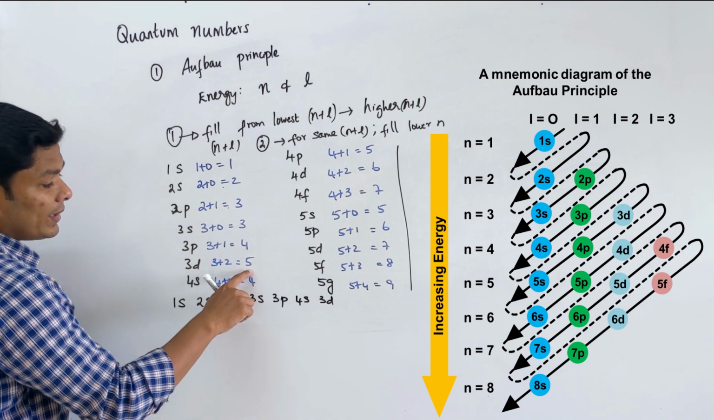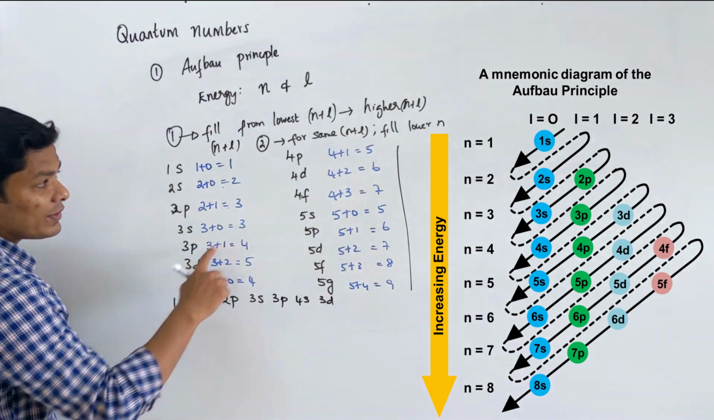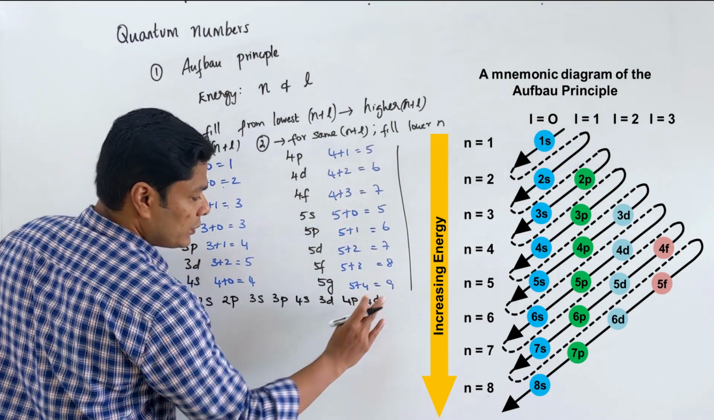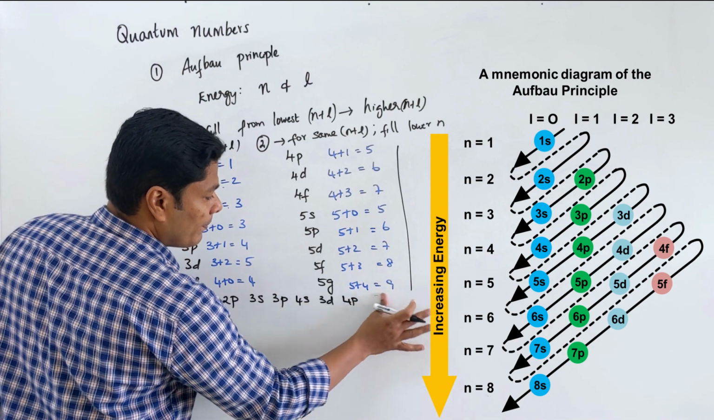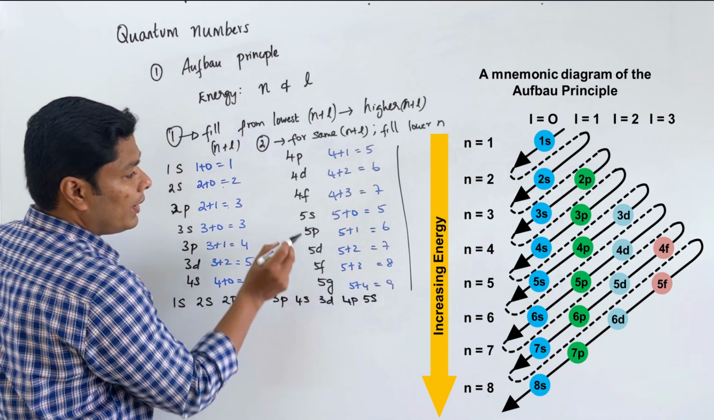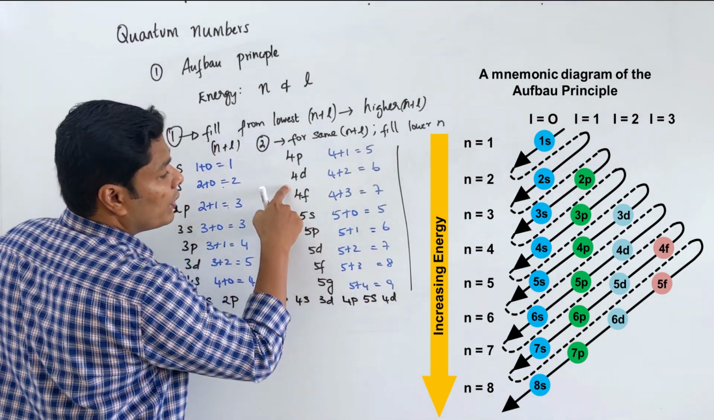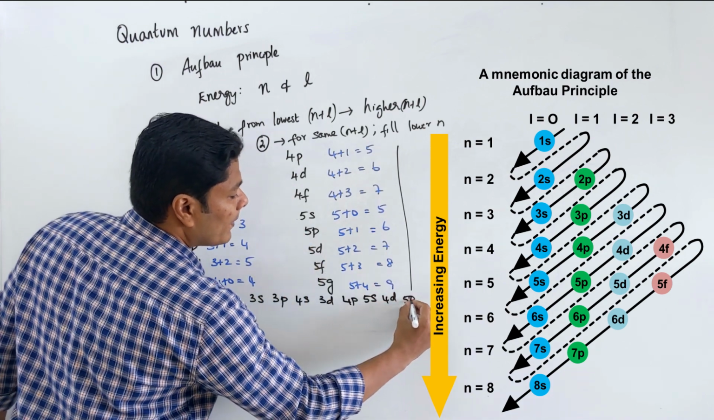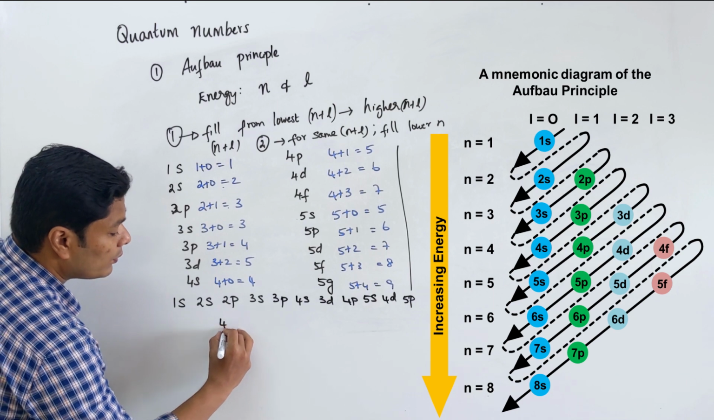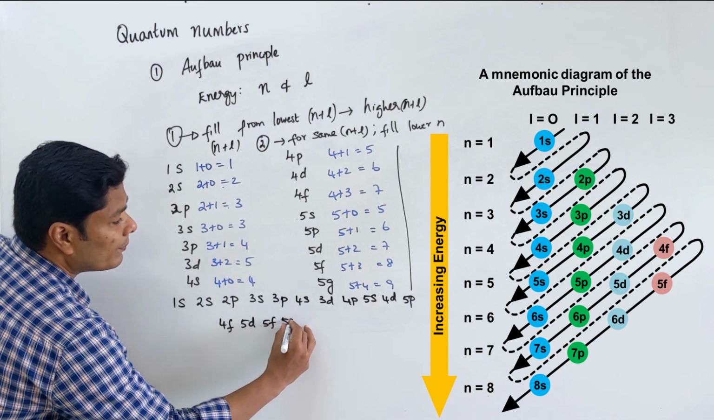Both have n plus L equal to 5, but 4p has a lower n value, so 3d versus 4p, so 3d comes first and then 4p. Then 5s comes, and then I go to 4d. After 4d comes 5p. After 5p I have 7. I go to 4f, 5d, 5f, 5g.